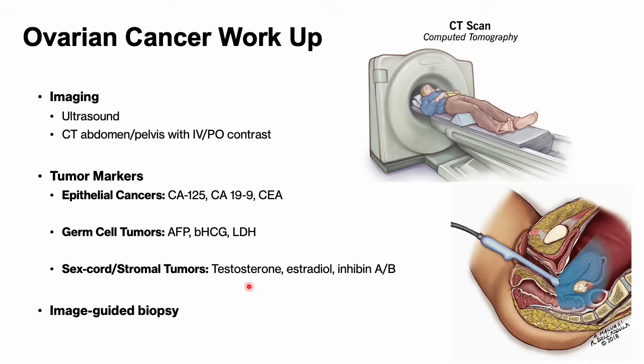And then getting an image-guided biopsy if at all possible. Not of the ovarian mass. We do not want to biopsy ovarian masses because of the risk of rupture and seeding. We usually are trying to biopsy a lymph node, a concerning enlarged lymph node, or an omental cake, something like that. So sometimes we can't do an image-guided biopsy.